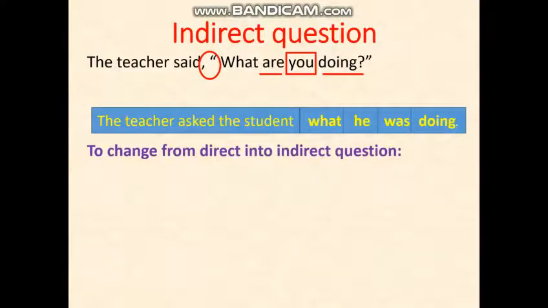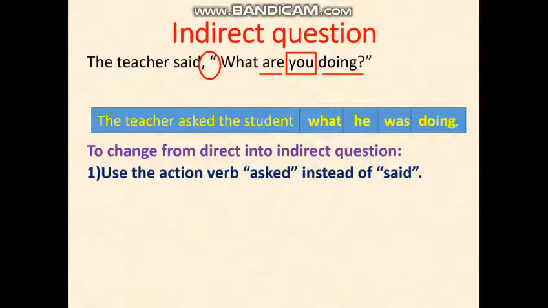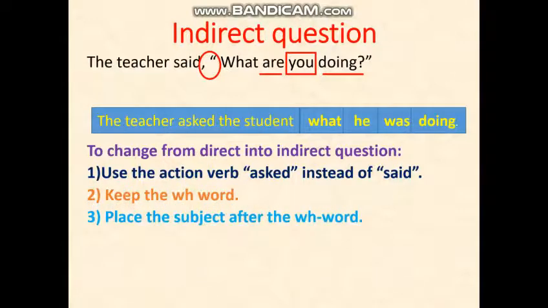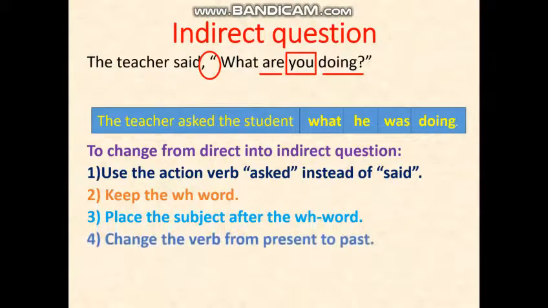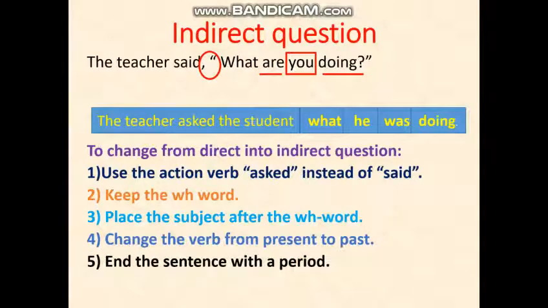To change from direct into indirect question: 1. Use the action verb, asked, instead of said. 2. Keep the WH word. 3. Place the subject after the WH word. 4. Change the verb from present to past. 5. End the sentence with a period.